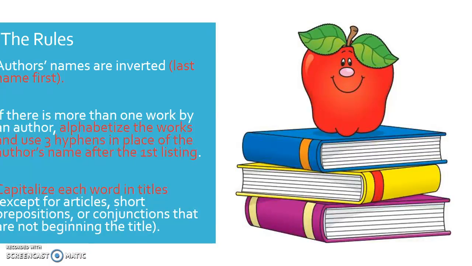Authors' names are inverted, so your last name is first. So if you were citing me, you would put Neil, Bethany. You would not put Bethany Neil. If there is more than one work by an author, alphabetize the works and use 3 hyphens in place of the author's name after the first listing. So you can put all of the works together. You just need to make sure you alphabetize them.